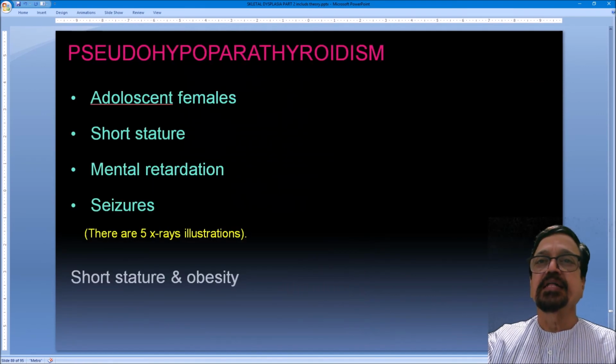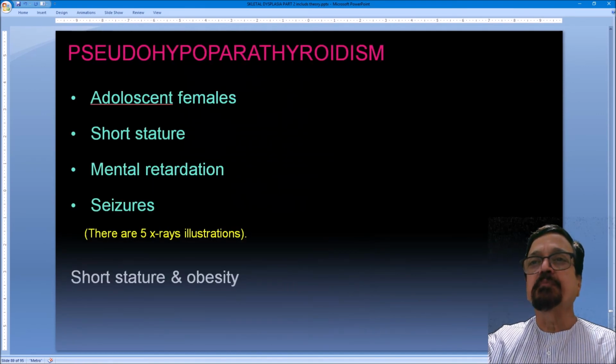Then pseudohypoparathyroidism. Adolescent females are more affected. They have short stature, mental retardation, and there is a history of seizures. There are 5 X-ray illustrations which will follow.